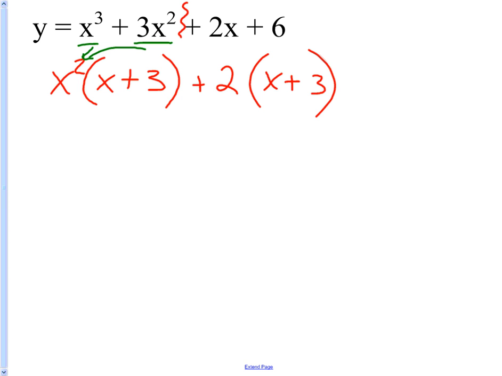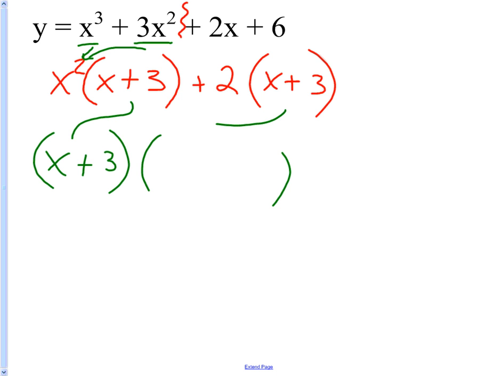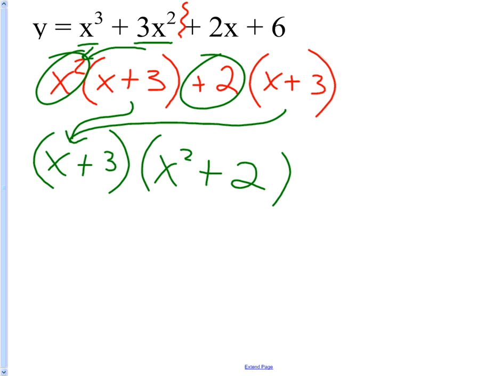X plus 3 is in common. So, that gets pulled out, brought up to the front, and what's left goes in parentheses here. See how this is going to go up to the front like this? And now what's left? That and that are left, so it's x squared plus 2.